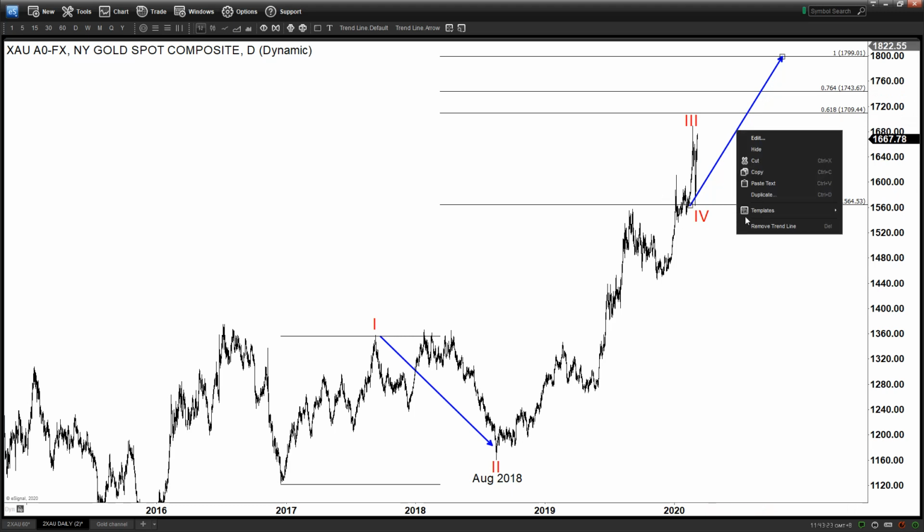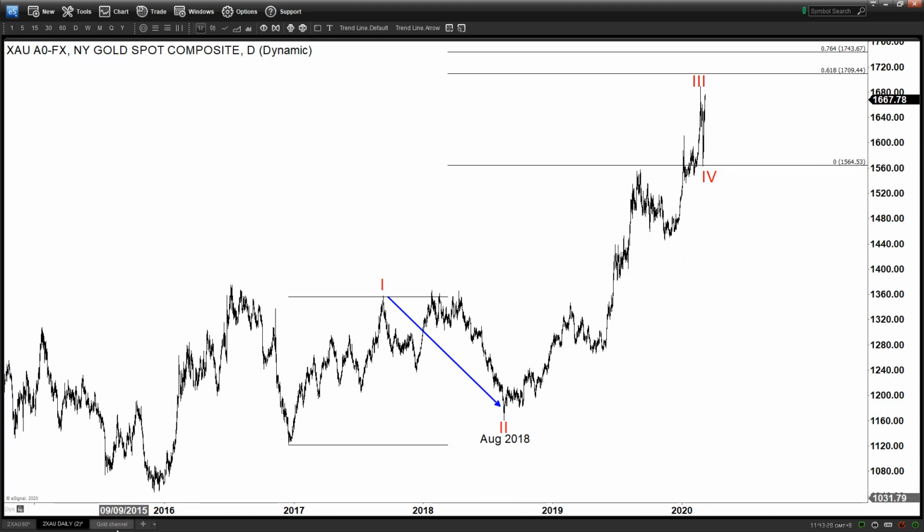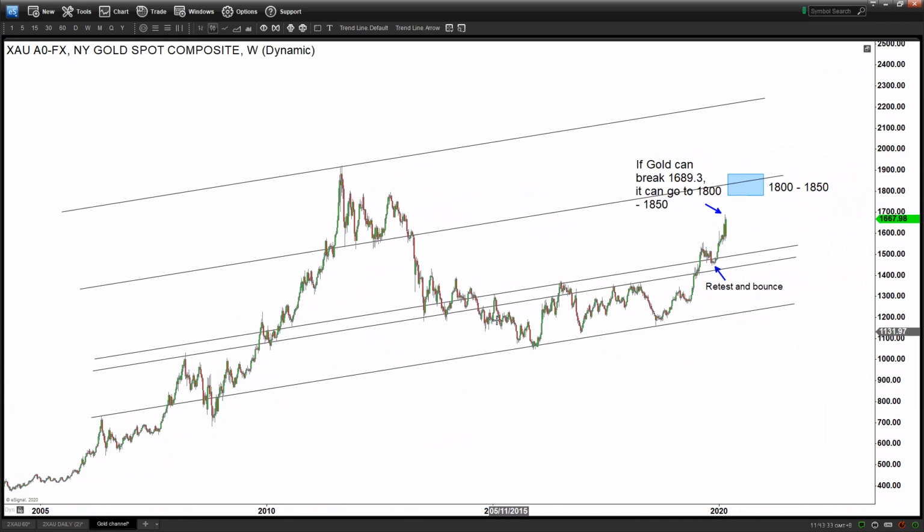Now, if we look at the channel, this area is also very interesting, 1,800. Look at this channel here. So you can see gold has been trading within this channel nicely, pretty good. And last time, in 2019, it broke above this channel, retested, held, and rallied again. So now this upper end of the channel is going to be around 1,800, 1,850, right? In terms of the target on the upside.